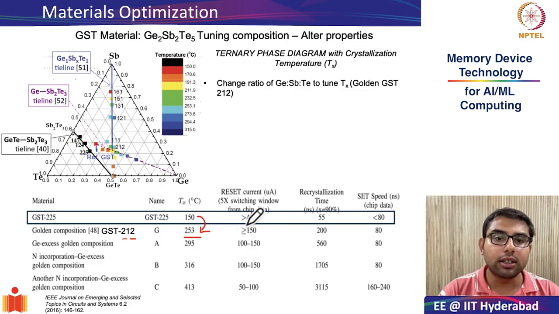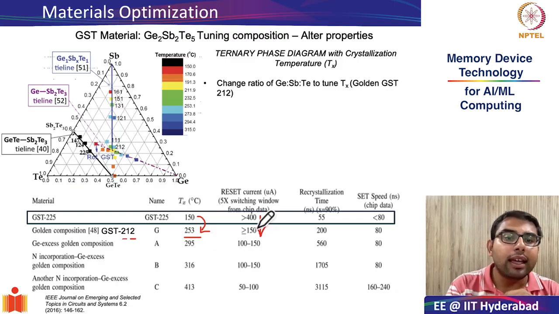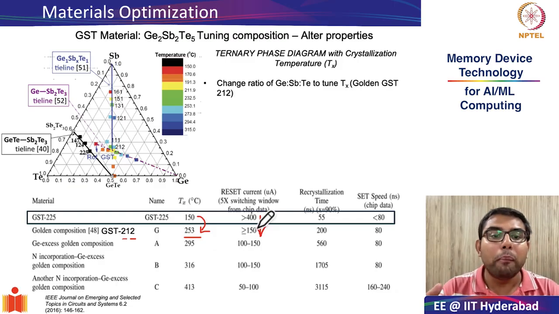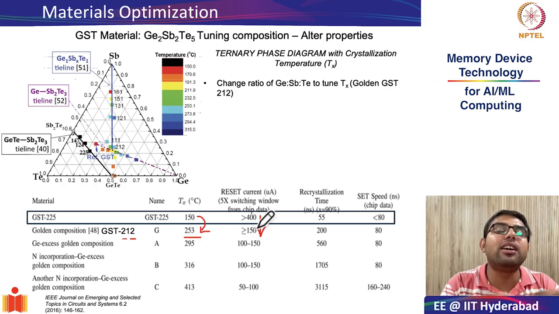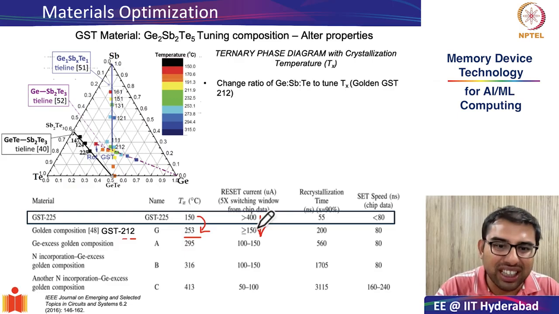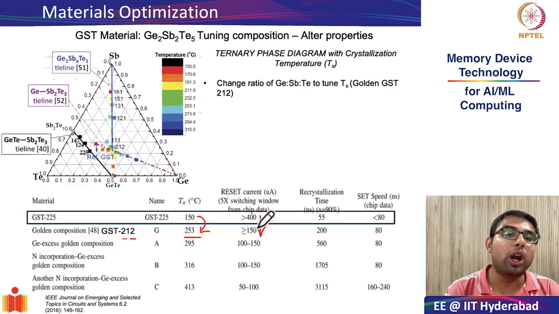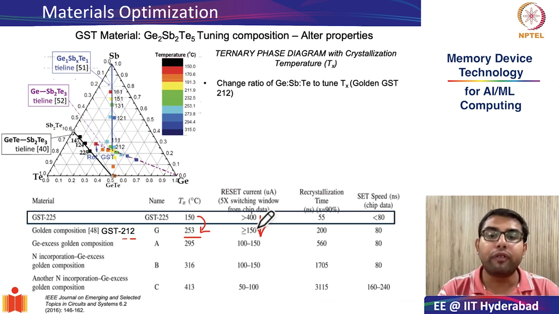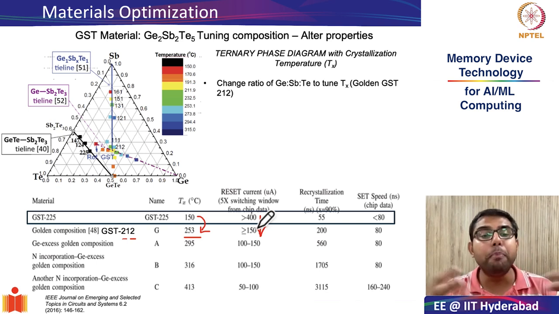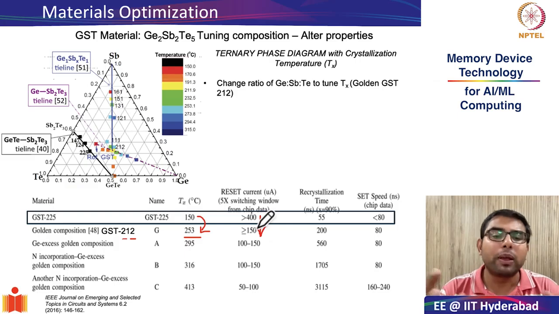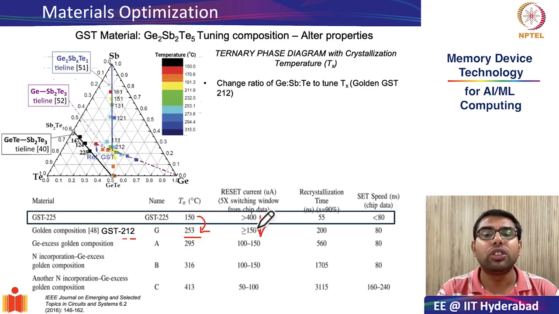And as a result, what happens is there is a drastic drop in the reset current, for the reason that we just explained. So 253 crystallization temperature means the recrystallization barrier will also be very high. So you don't have to supply so much reset current and you don't need to quench it so quickly, because the material is more stable even in the crystalline phase. As a result, you also improve the endurance and reliability because you are no longer affected by thermal noise.